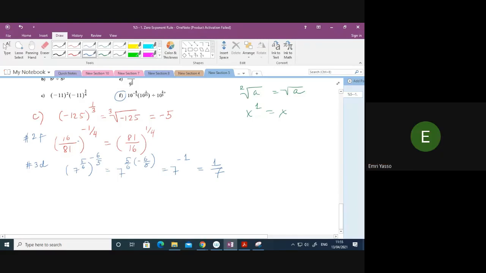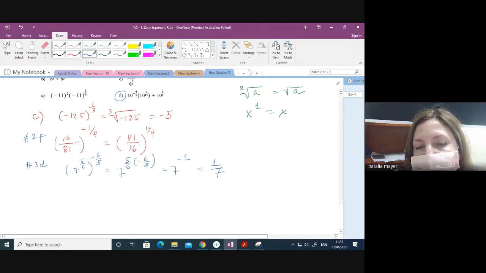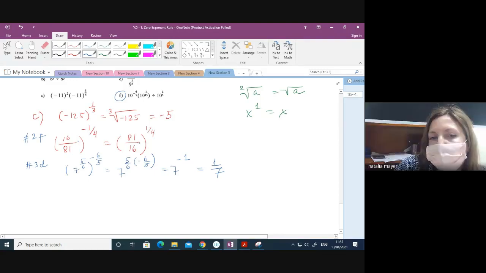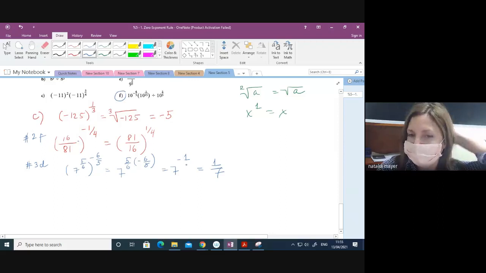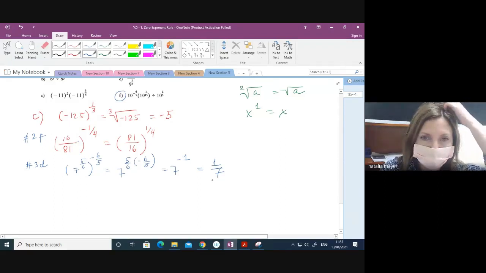Miss, I'm sorry, you lost me after we flipped 81 over 16. Could you repeat, please? We flipped 81 over 16, so instead of a negative exponent, it becomes a positive exponent. Yeah, because that's why we were flipping. After that, we started doing question 3D, which is 7 to the power of 5 over 6 to the power of negative 6 over 5. So it's a power over power, so we need to multiply them. When we multiply them, you get negative 1. And since we don't want to have a negative exponent, you just flip the base, 1 over 7. Got it?